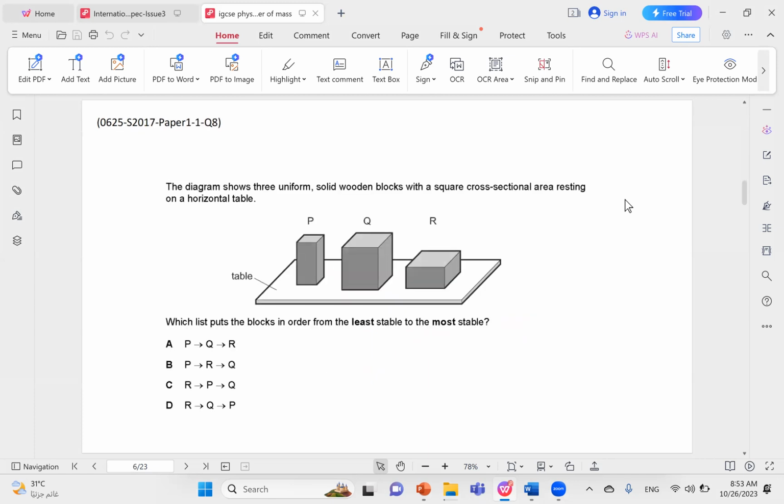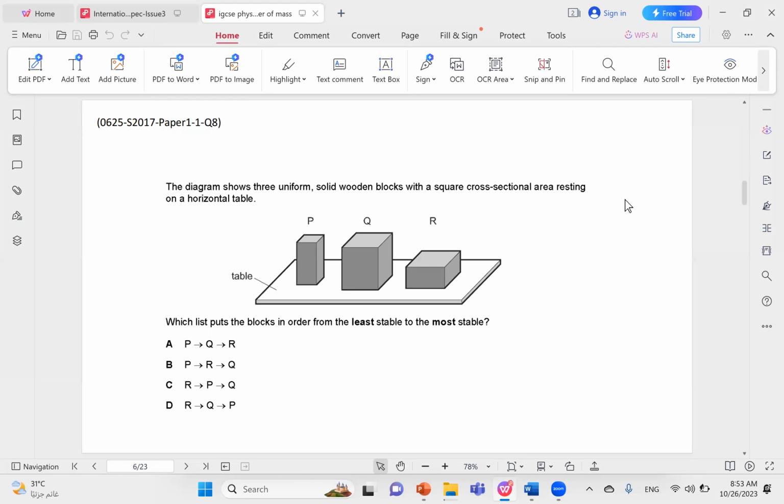The diagram shows three uniform solid wooden blocks with a square cross-sectional area resting on a horizontal table. Which list puts the blocks in order from least stable to most stable? So stability depends on having a wide base. So you want it to be resting on its widest possible base. And we also would like to minimize the height. So we want a smaller height and a bigger base to get more stability.